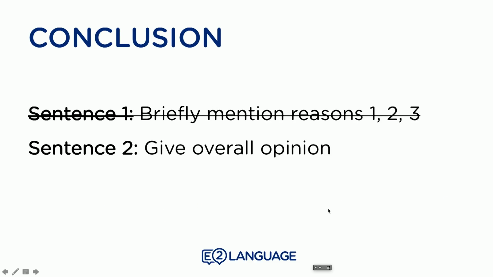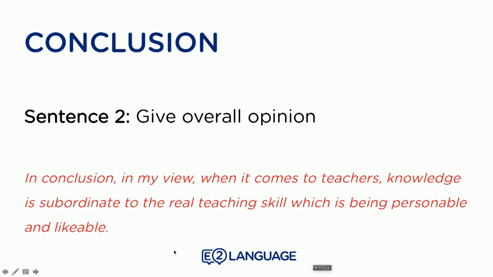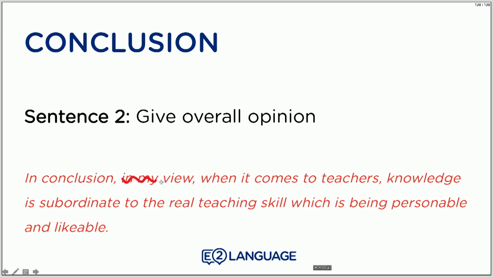Then I move to sentence 2, the final sentence of the essay, and I give an overall opinion. And I say, in conclusion, in my view, when it comes to teachers, knowledge is subordinate to the real teaching skill, which is being personable and likable. I've given my overall opinion. I probably didn't need to put this in here, to be honest. I probably could have just said, in conclusion, comma, when it comes to teachers, knowledge is subordinate or less important to the real teaching skill, which is being personable and likable.